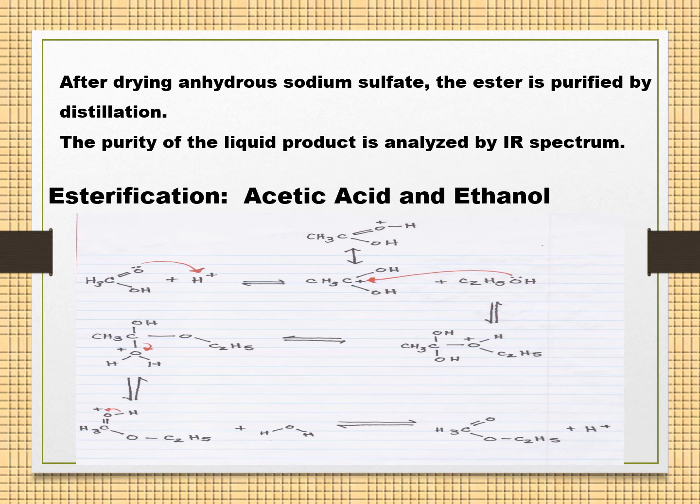After drying with the anhydrous magnesium sulfate, at the end of the process, the ester will be further purified by distillation steps, and to make sure that you have synthesized the ester, you can further conduct IR and see that you have recovered the correct ester.